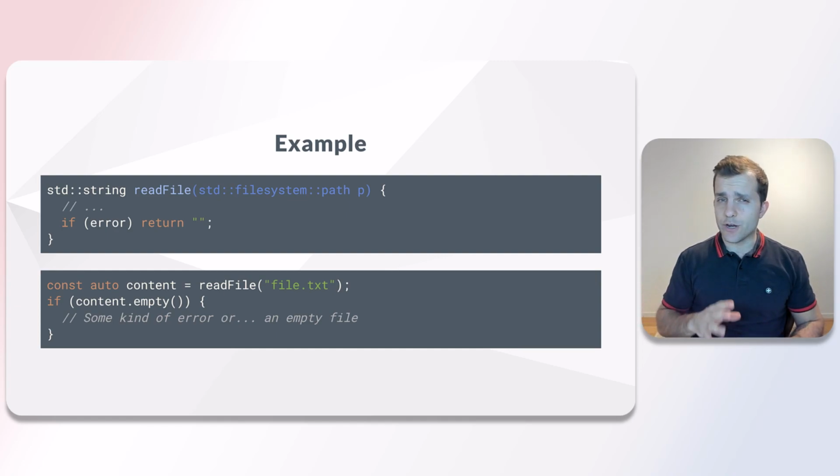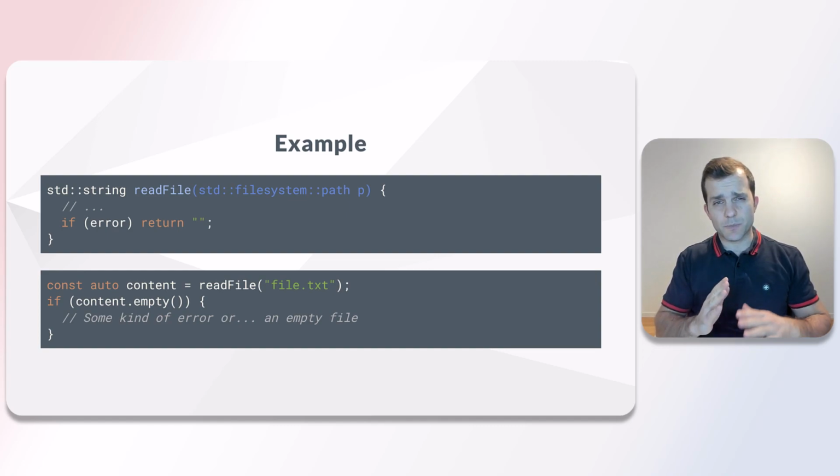In this section, we looked at reporting errors using empty values. The concept is rather simple. If an error occurs, we return an empty value. This is a simple strategy, but it is not suitable if we need to distinguish between different errors or if an empty value is actually a valid value.